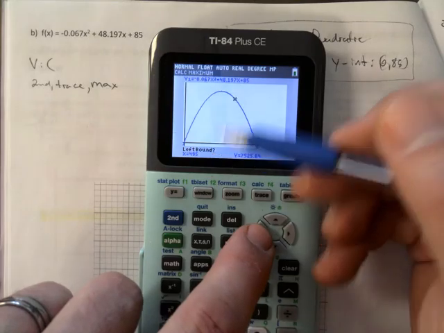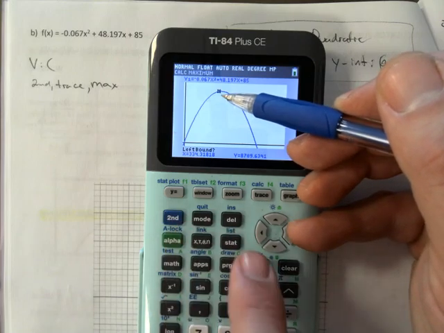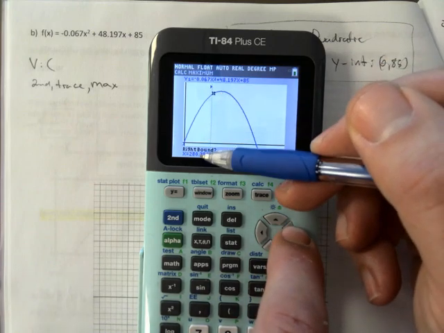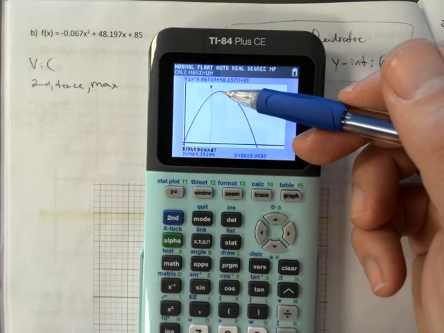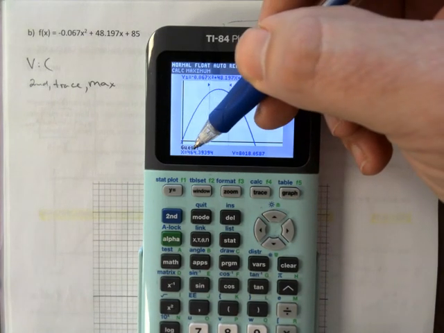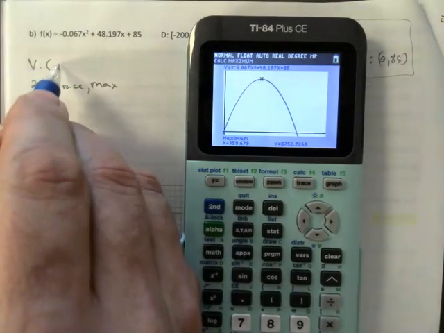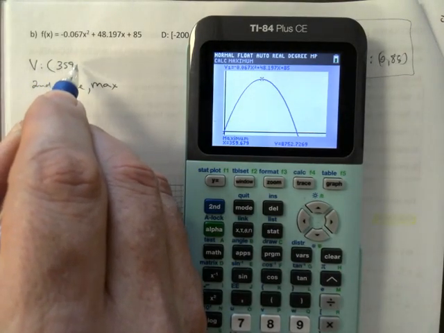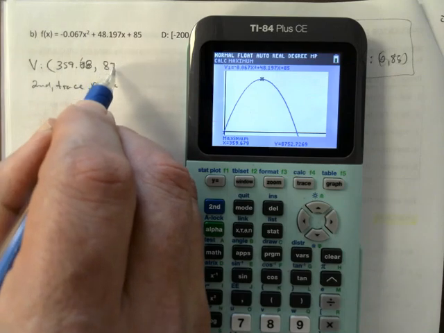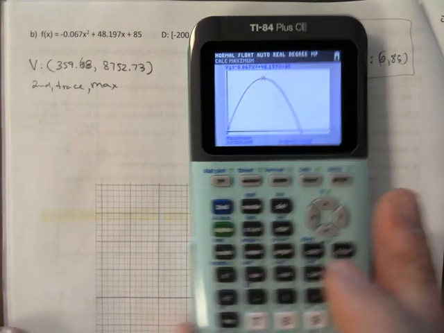So then you need to find a left boundary to the vertex. So you got to go to the left, arrow to the side. So right, left movement here, not up and down. Enter. You hit enter. Then it's asking you for the right boundary. It just means that you're going to go to the right of the vertex. Hit enter. And when it says guess, you hit enter one more time. And there is your vertex. So it's 359.70, no, sorry, 68. And it's 8,752.73. Very important to have on there.